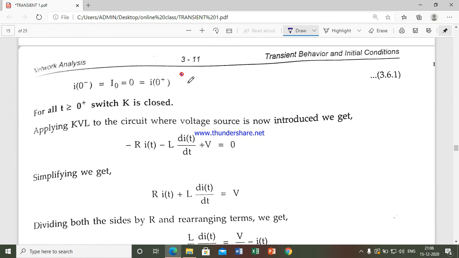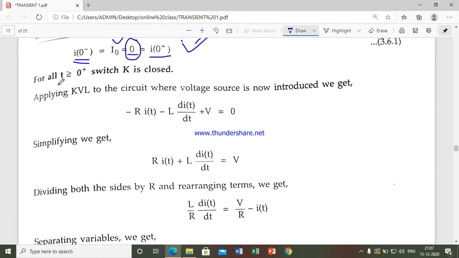According to this, they have written I of 0 minus means before the switch is turned on. In that condition you don't have any voltage source in this circuit. So I of 0 minus equals 0, and after you make the switch on, this status is represented by I of 0 plus, and you can represent this value as 0. So that current is nothing but I naught.